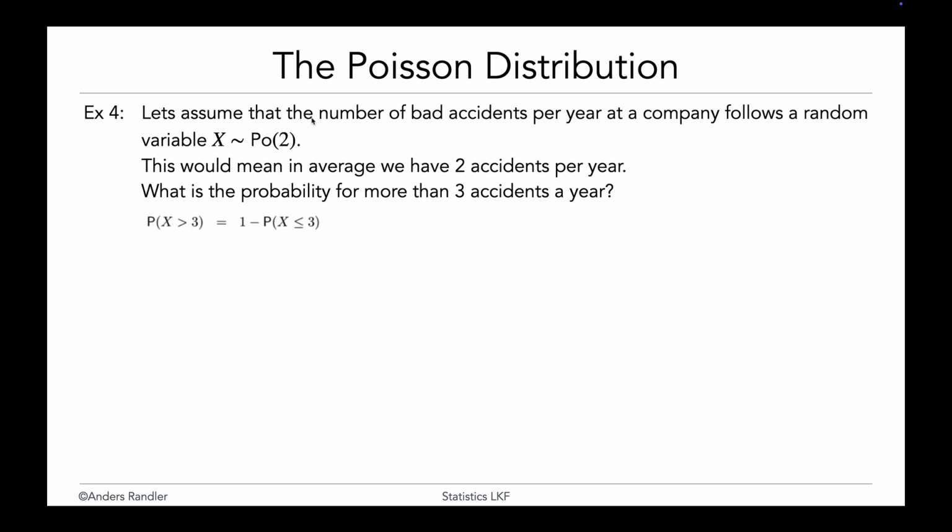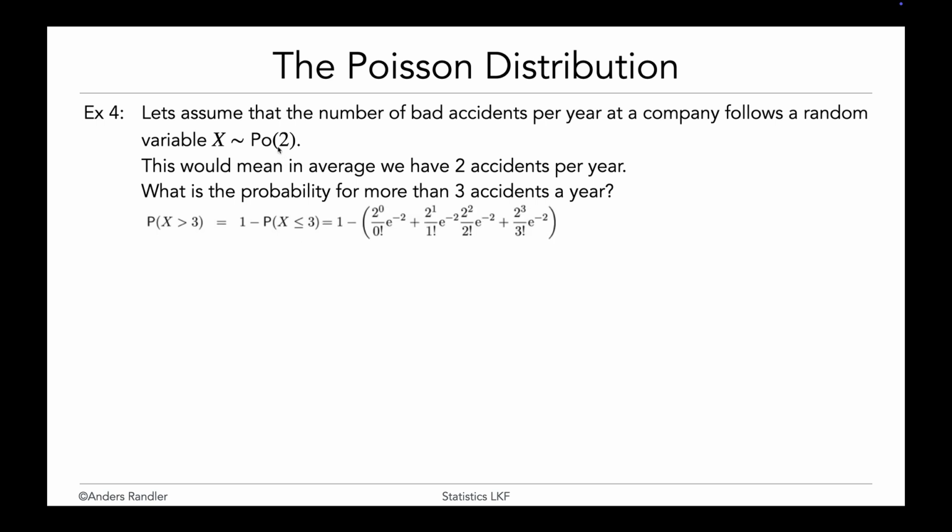Another example, let's assume that the number of bad accidents per year at a company follows a random variable that is Poisson distributed with m equals 2, which is the average of 2 accidents a year. What then is the probability for more than 3 accidents a year? So I want to know what is the probability that x is greater than 3. And I can solve that by saying 1 minus the probability that x will be less than or equal to 3, of course, because we're talking discrete values now. So greater than 3, in that case, I will take away 3 and down. And that looks like this.